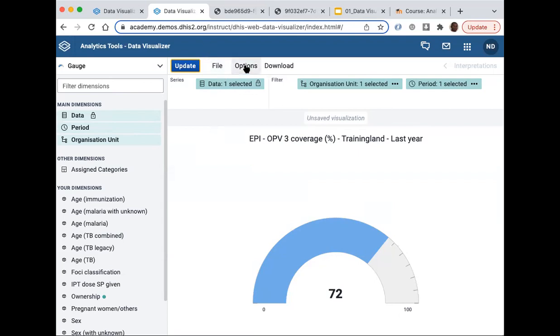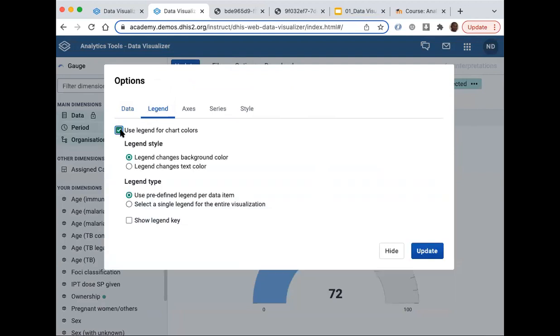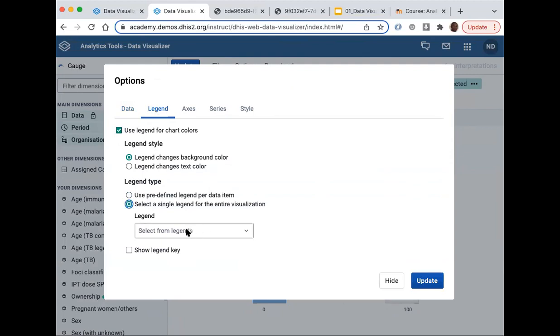We can add a legend on this by going to options, and say we are tired of seeing this blue all the time. So we want to see that if it's red, it's probably below 70, it's blue, and all that. So we can come here, go to legend options, legend, and then you can add a legend. And this legend I'm going to add here, of course, I want it to be the background color, not the text color. The text color will just be on 72. And then I want to use select, not predefined. And then I want to use EPI coverage as a legend. And then I want to show the legend key, which I will update, and then click okay.